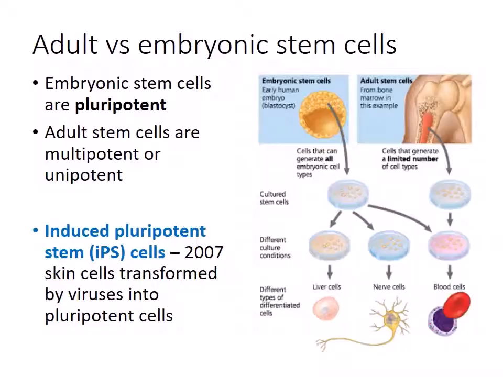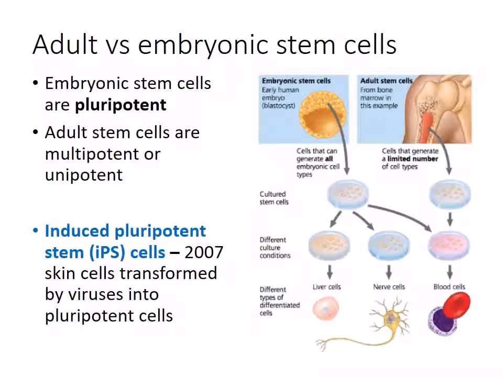So they may be able to make several cell types, or they may only be able to make one cell type. If we look at examples of stem cells, an adult would have stem cells in their bone marrow that can generate the different kinds of blood cells, but embryonic stem cells could differentiate into the different kinds of blood cells or nerve cells or liver cells and so on. However, there was a pretty big breakthrough in 2007 where skin cells were transformed by viruses into pluripotent cells. These were called induced pluripotent cells. So in a laboratory, they took skin cells and made them pluripotent like embryonic stem cells. And that gives us stem cells that didn't come from an embryonic origin.